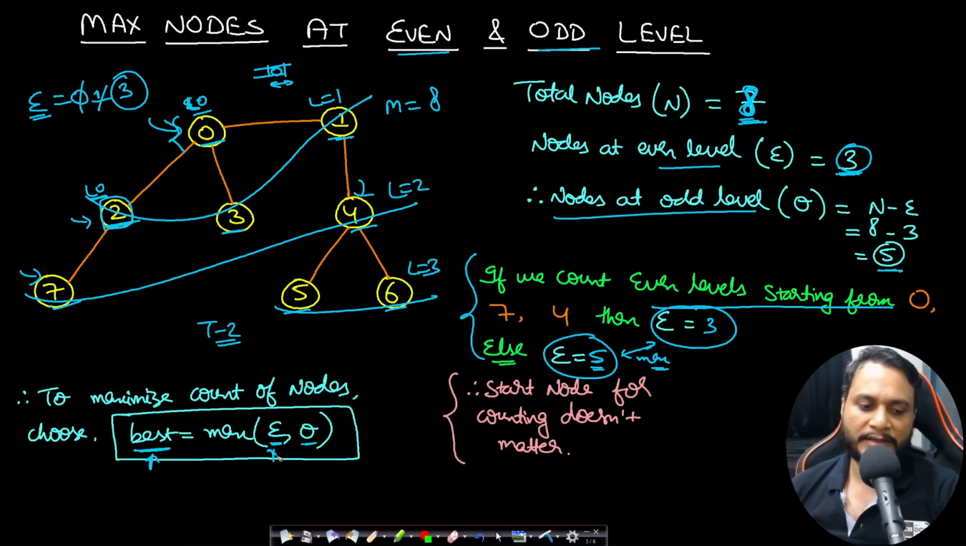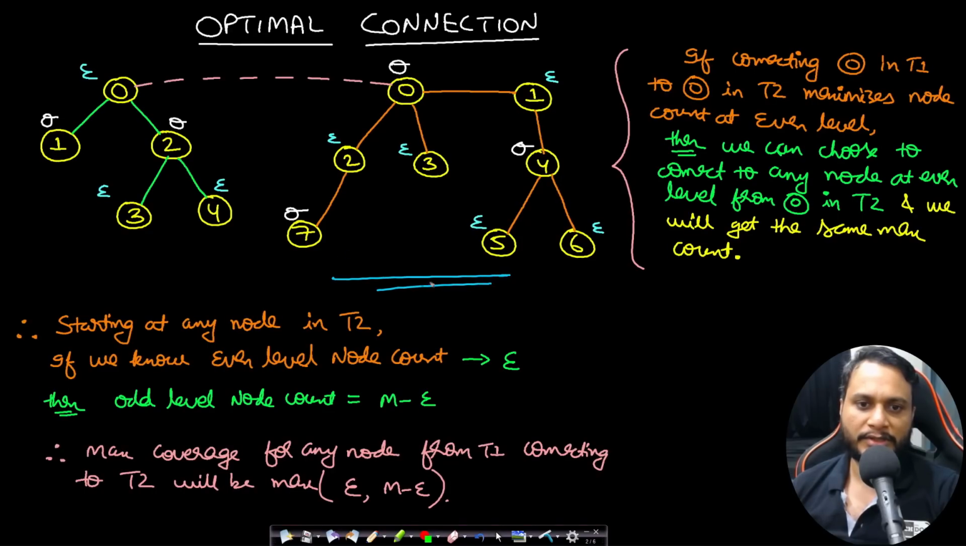So even count, if it is even, odd count can be written as the total number of nodes m minus the even count, which will be equal to the odd count. So I think this is clear. So this is the pre-processing done on tree 2. Okay, pre-processing on this tree 2.